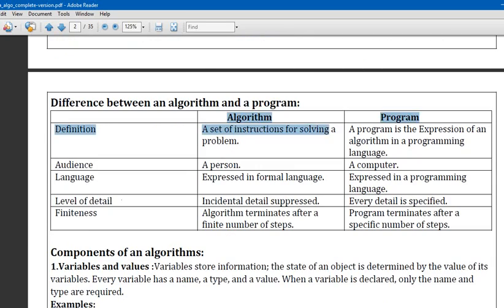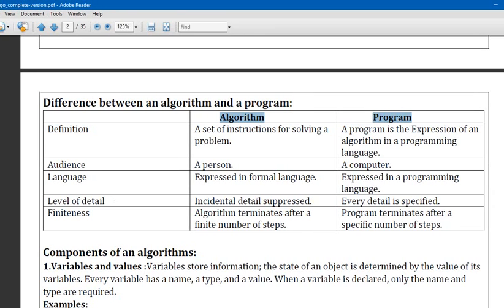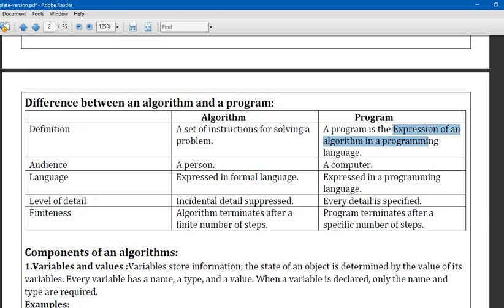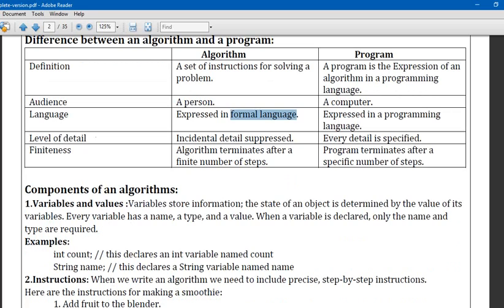Here are the differences between algorithms and programs. Algorithms are a set of instructions and programs are the expression of the algorithm in a programming language. Algorithm is written for a person and program is for a computer. Algorithm is a formal language, but program is not a formal language. Algorithm has initial detail, and in programming it has every detail. So the difference between programming and algorithm is important for your examination.